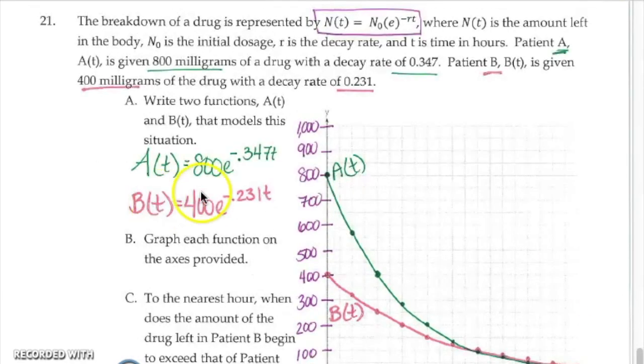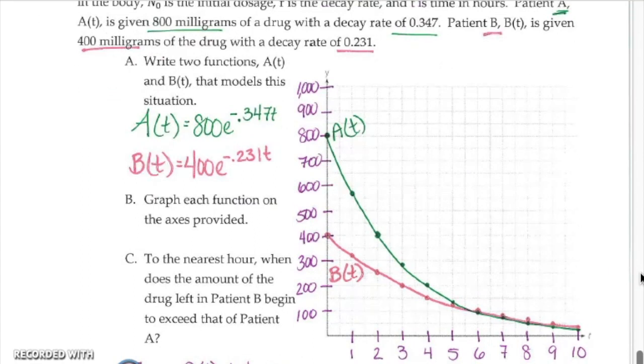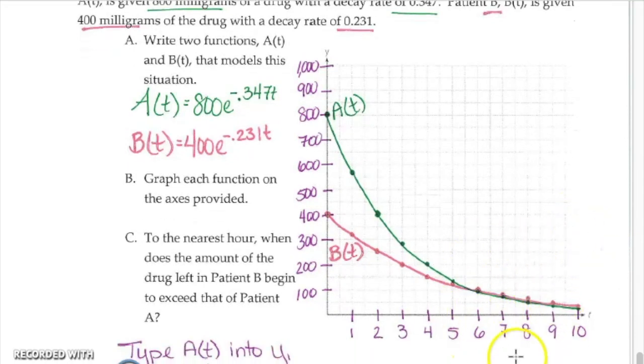Okay, so for A, initial is 800, e to the negative 0.347 t. Remember, it's decay. That should be negative. And in this equation, it was negative. B is 400 e to the negative 0.231 t. And so I've graphed those, right? Notice that I have labeled it by a nice even amount on each axis, and I've labeled what's B and what's A. Now, it's a little bit hard to tell where they're equal. I know it's somewhere in here, but it's hard to just tell from the graph.